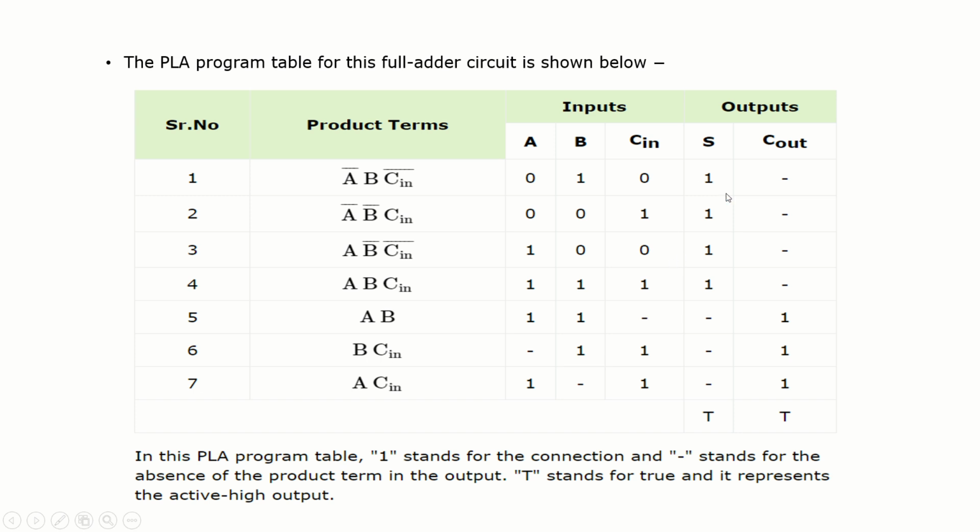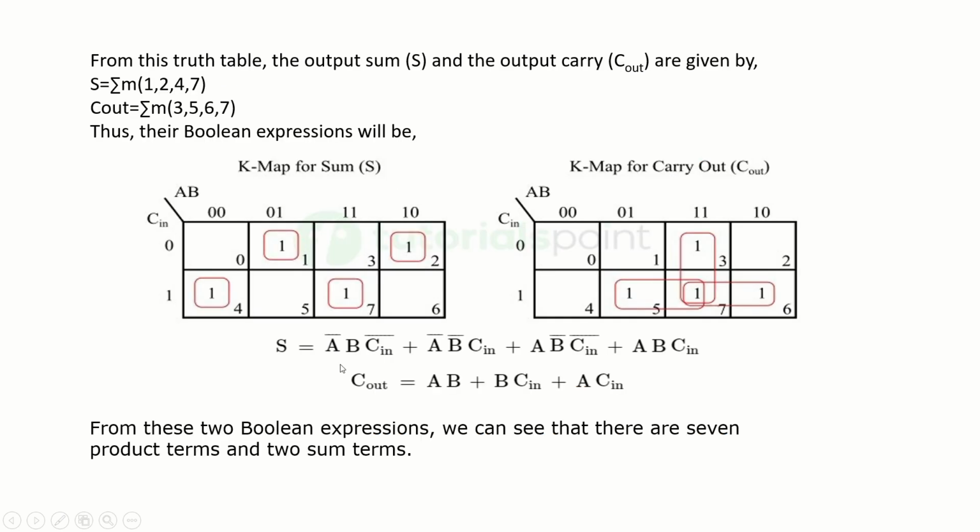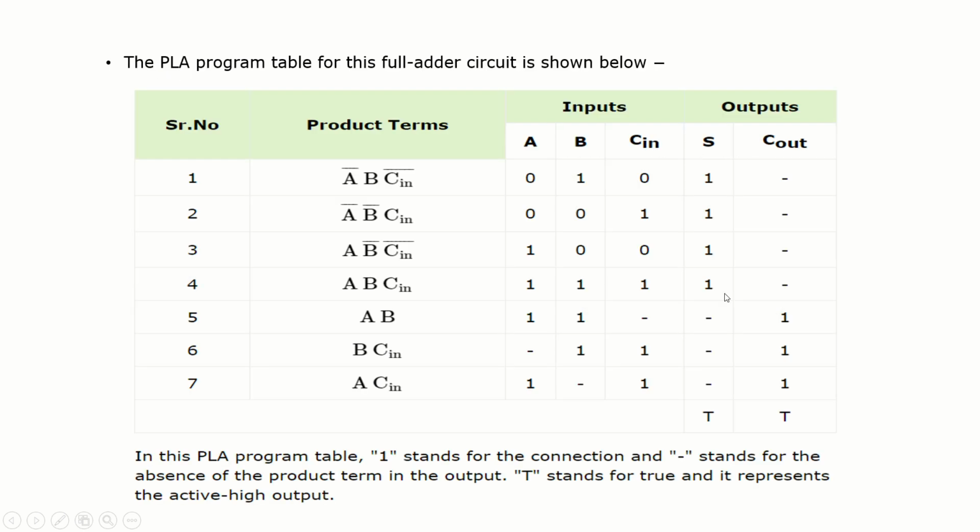And what to do in this column: this is the equation of the sum term, A bar B C in bar, A bar B bar C in, A B bar C in bar, and so on. All these terms are from the sum equation. So in front of all these terms we'll write sum as 1 1 1 1. And the remaining three terms are from the carry equation, so here don't write anything. For C out you have to write 1 1 1.